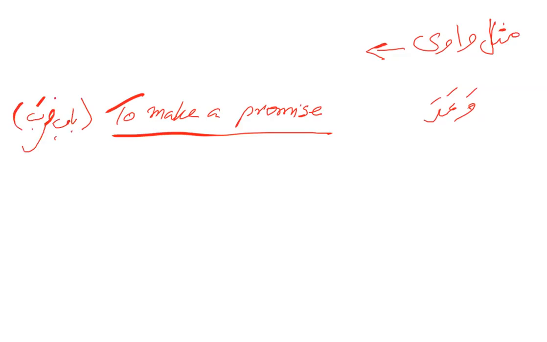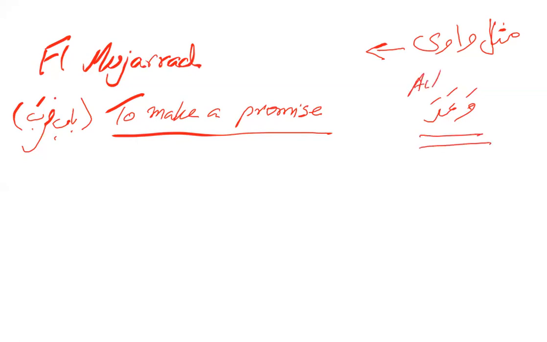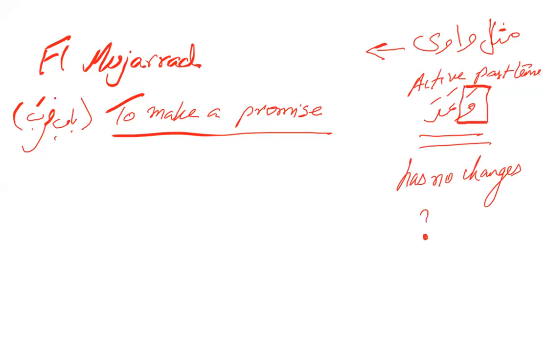Now, Mithal Wawi in the first family, Mujarrad, in the past tense, this is active past tense, has no changes. Why? Because the irregularity is in the beginning of the word and the rest is normal.